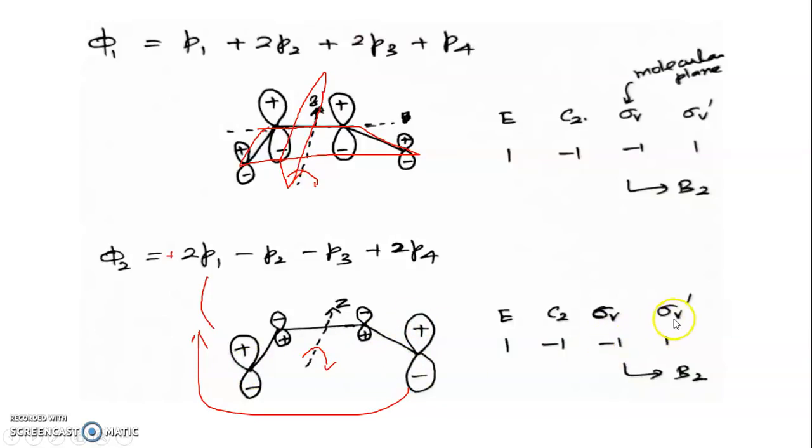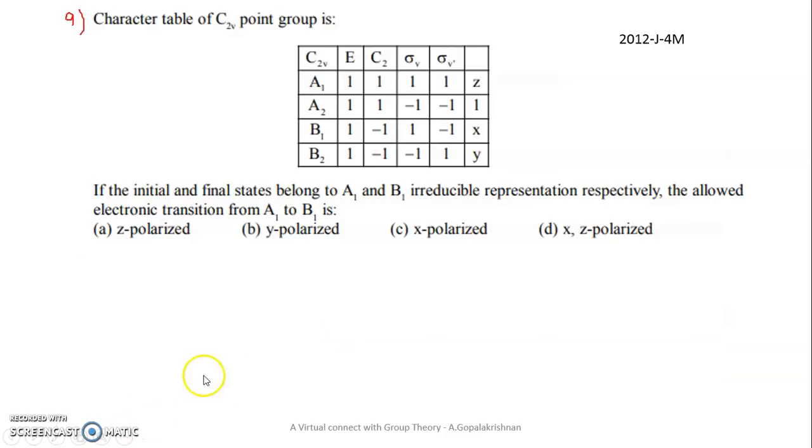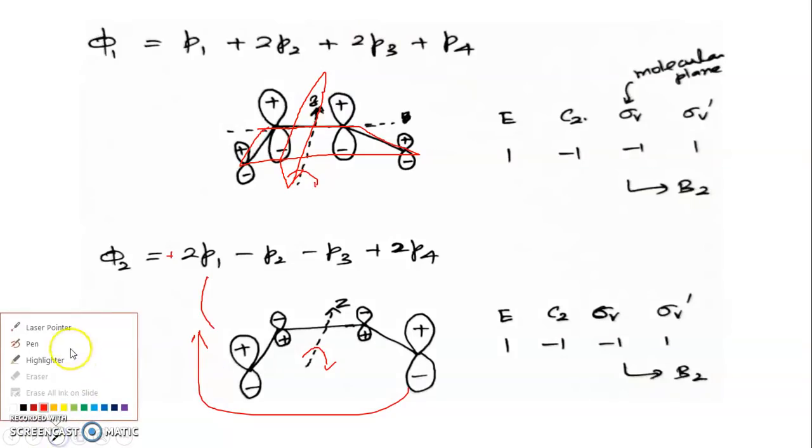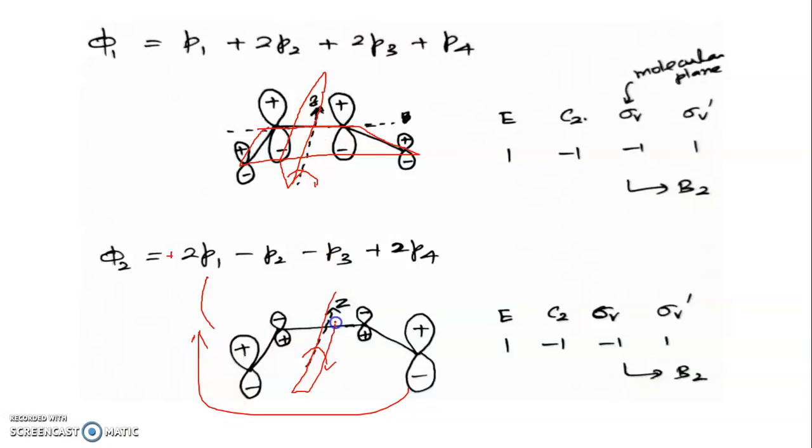So -1. Sigma v prime: when you keep a plane along the z axis, if you keep a plane passing at the middle and do reflection, this orbital will reflect here, this will reflect here, this will reflect here, and this will reflect here. Before reflection and after reflection, the signs of the lobes remain the same. Therefore give +1 for the character.